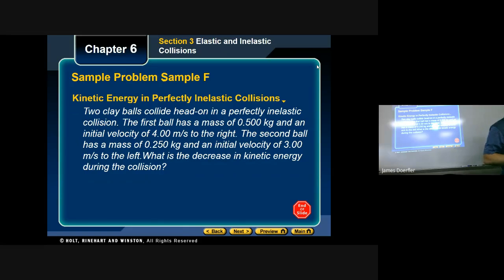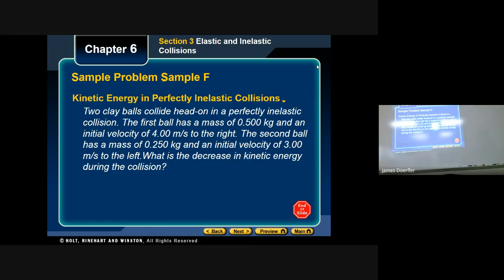So we have two clay balls that collide head-on in a perfectly inelastic collision. The first ball has a mass of 0.5 kilograms and an initial velocity of 4.0 meters per second to the right. The second ball has a mass of 0.250 kilograms and an initial velocity of 3.0 meters per second to the left. What is the decrease in kinetic energy during the collision?